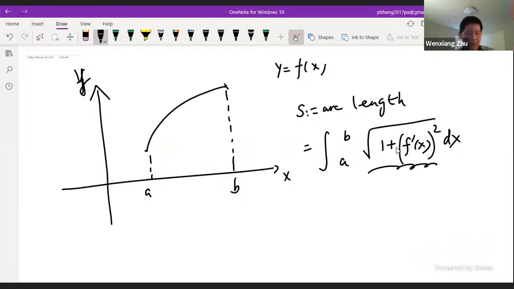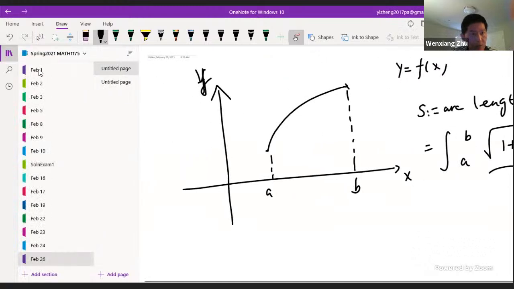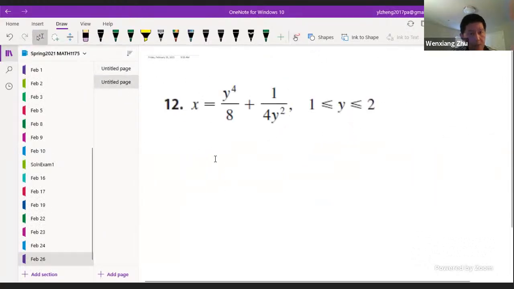Now there might be some other situation. We did two examples, right? So I'm going to give you another example, which is on the next page. It's from the textbook exercises in 8.1. Now this time, you're given a curve, and the description is different. Instead of y equal to f of x, this one is given as x equal to y to the fourth divided by 8 plus 1 over 4y squared.